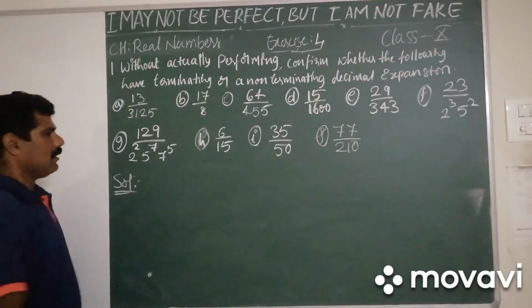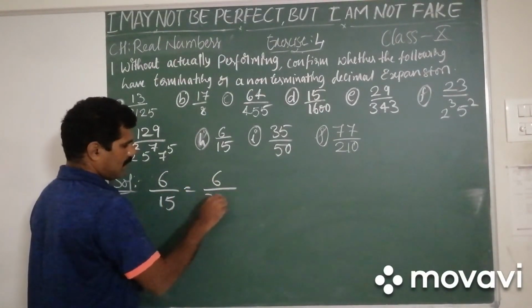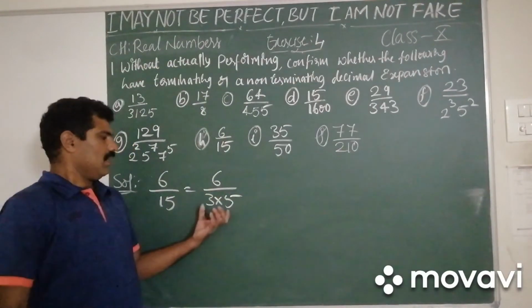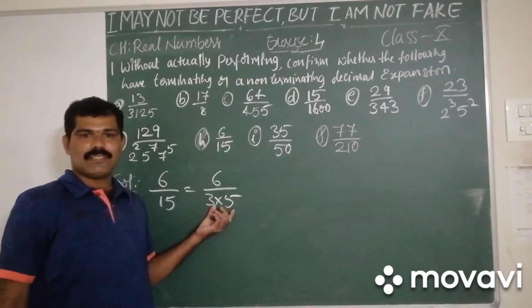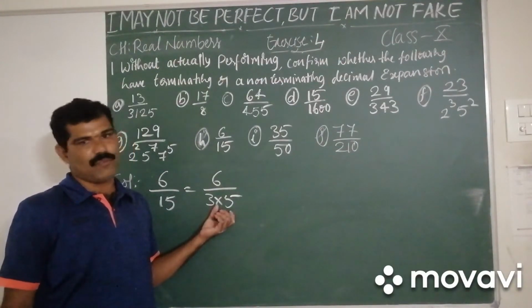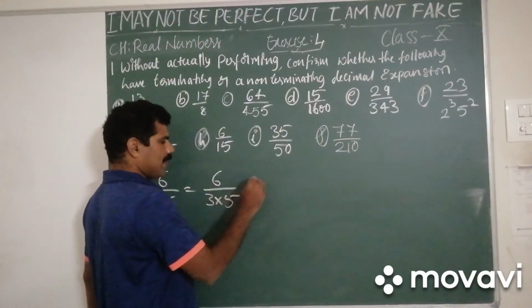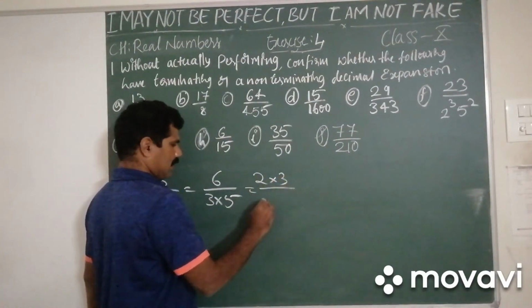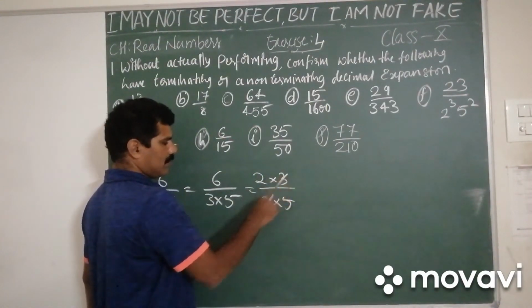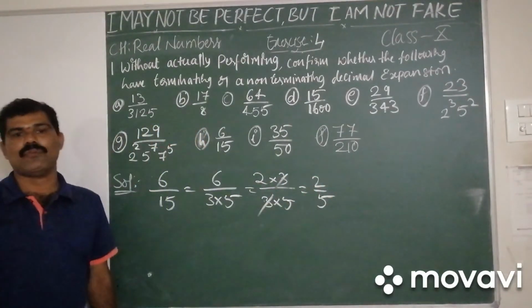Now eighth one, that is 6 by 15. So this can be written as 3 into 5. So as we discussed, it should have only 2 or 5 or 2 and 5 as prime factors, but we have here 3. But here in this case, see, numerator can be written as 2 into 3 and denominator as 3 into 5. 3 will get cancelled and the final is 2 by 5.